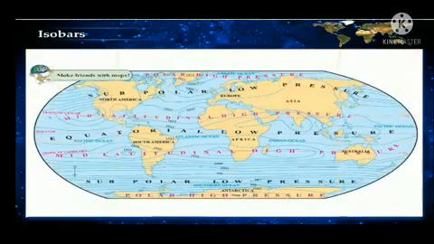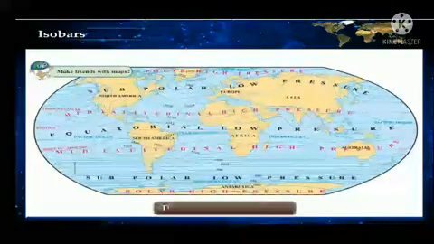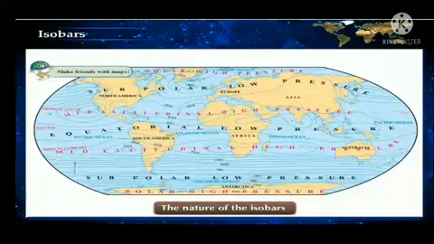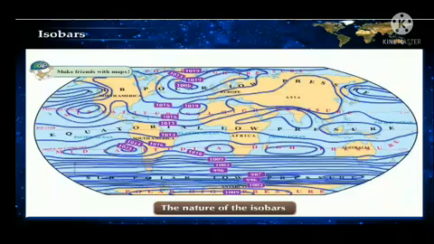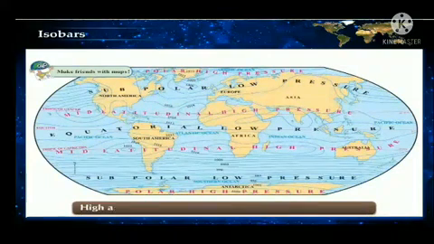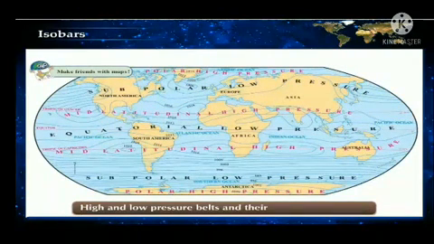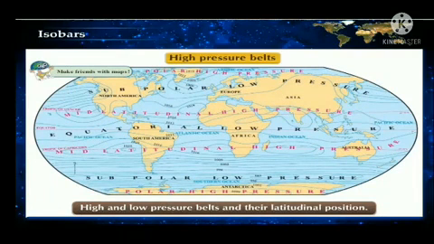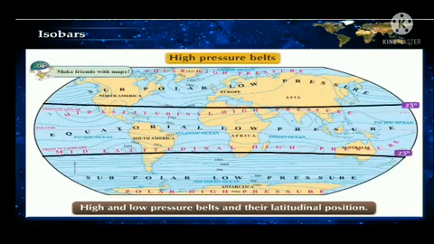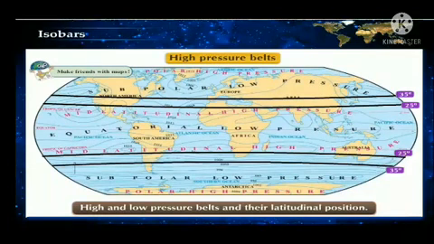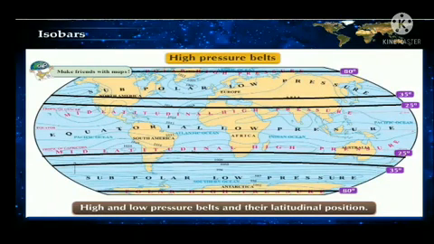Isobars. Observe the map and study the distribution of air pressure. Consider the following points. The nature of the isobars. The line that joins the places of equal pressure on the map is called isobars. High and low pressure belts and their latitudinal positions. The latitudinal position of the high pressure belts is between 25 degree and 35 degree parallel and between 80 degree and 90 degree parallel in both the hemispheres.